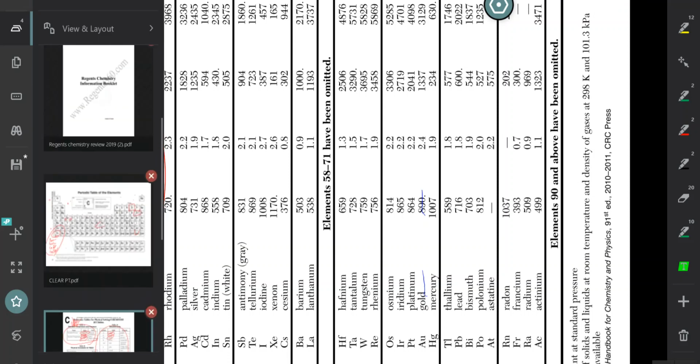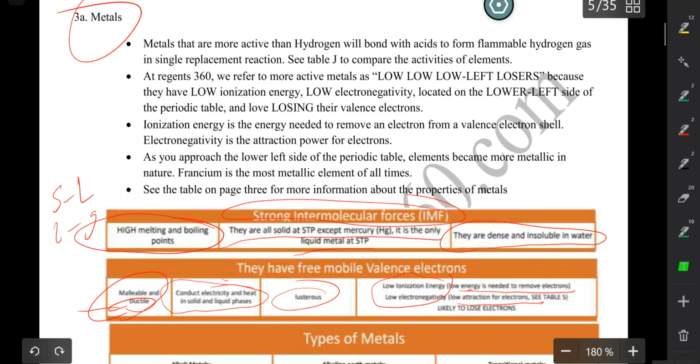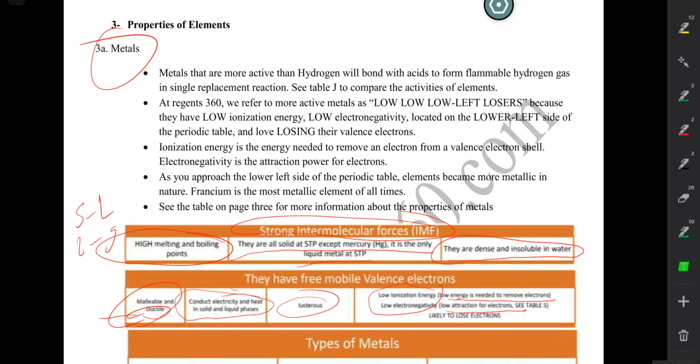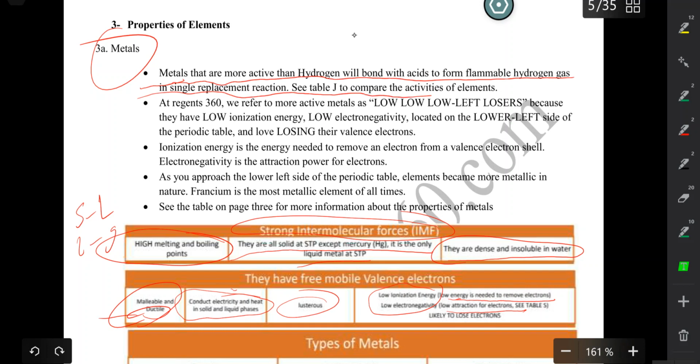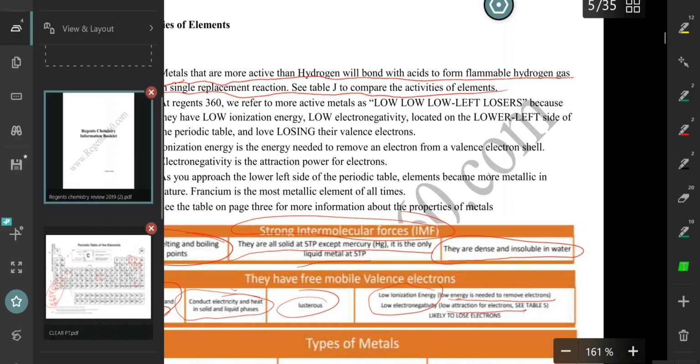Okay. Going back to here, let's see. Here we talked about, we didn't talk about this, so let's read this. Okay, let's take a look at table J.